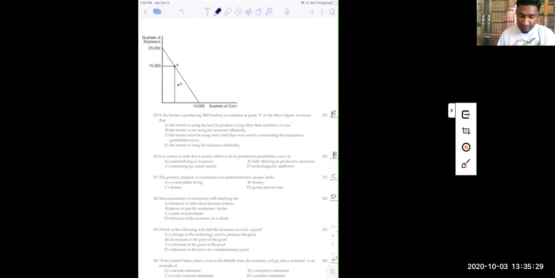Question number 25. If a farmer is producing 5,000 bushels of soybeans at point B, we know that. So it is simple. We have taken two questions of similar type. When you are inside your production possibilities frontier, it means that you're not efficiently utilizing your resources. So the answer is B. The farmer is not using his resources efficiently.